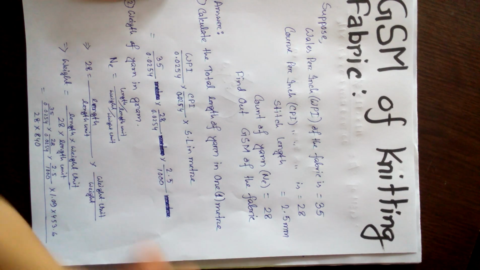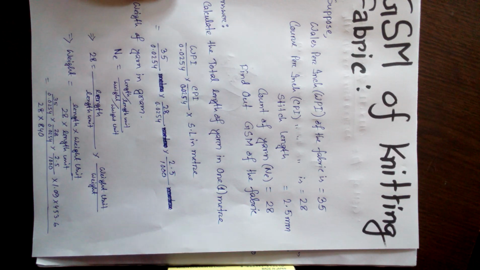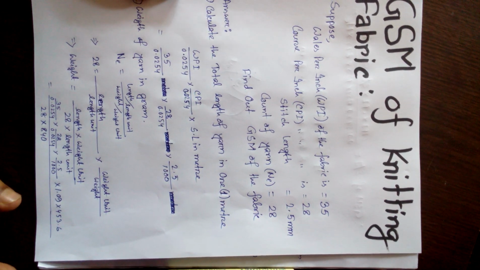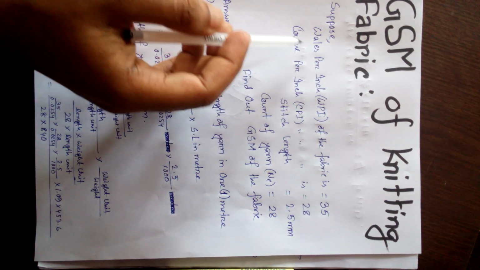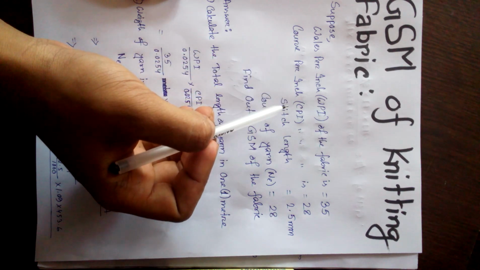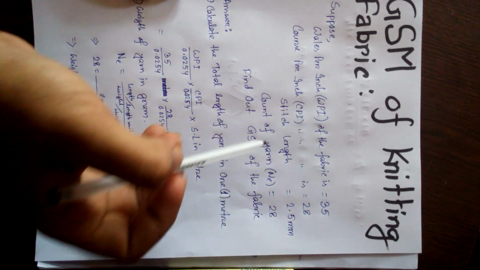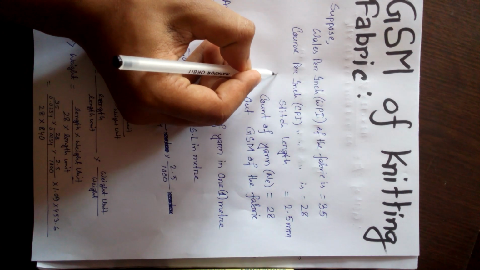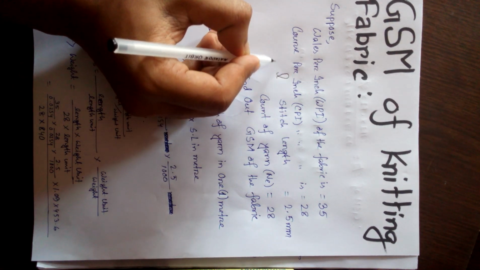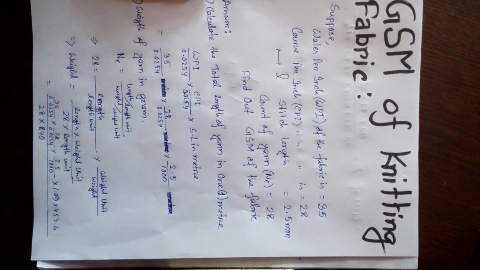Let's find out the GSM of knitting fabric. If the value of wales, course and stitch length is given with the count of the yarn, then it's very easy to find out the GSM of the fabric. Suppose in a fabric the wales per inch is 35 and course per inch, that is the number of courses in 1 inch, is 28. The stitch length means the total length of a loop.